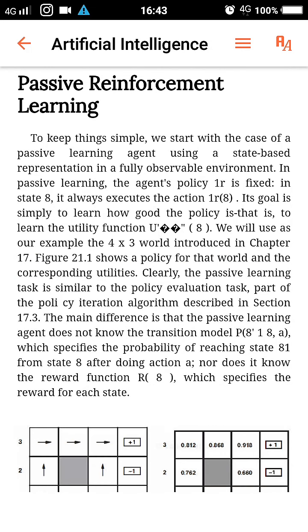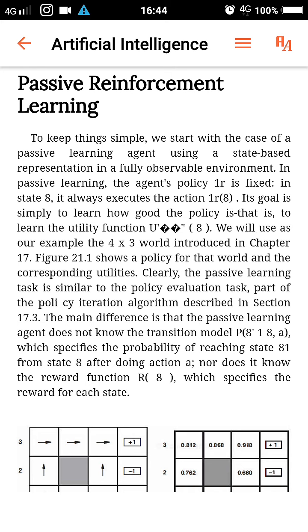To keep things simple, we start with the case of a passive learning agent using a state-based representation in a fully observable environment. In passive learning, the agent's policy π is fixed. In state s, it always executes the action π(s). The goal is simple: to learn how good the policy is, that is, to learn the utility function U^π(s).